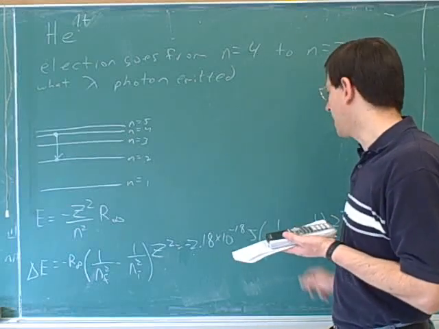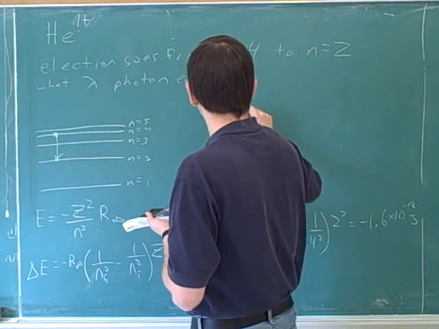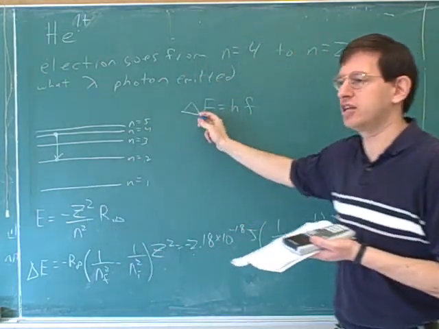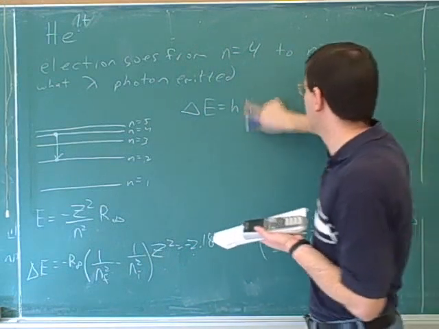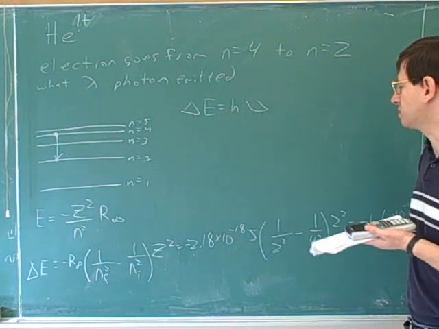All right, and now how can we figure out the frequency? So E equals h nu. Right, I guess it's better to write it like this: the change in energy equals h nu. Oh yeah, and your class is using nu for the frequency.